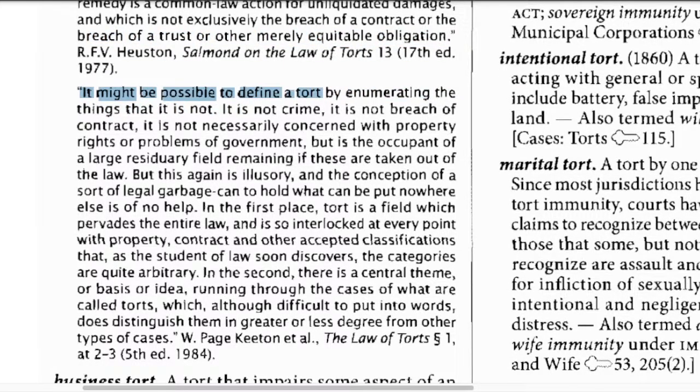It might be possible to define a tort by enumerating the things that it is not. Okay, so here are things a tort is not. It is not a crime. It is not a breach of contract. That's 2. It is not necessarily concerned with property rights or problems of government, 3. But is the occupant of a large residuary field remaining, if these are taken out of the law. But this again is illusory, and the conception of a sort of legal garbage can to hold what can be put nowhere else is of no help.